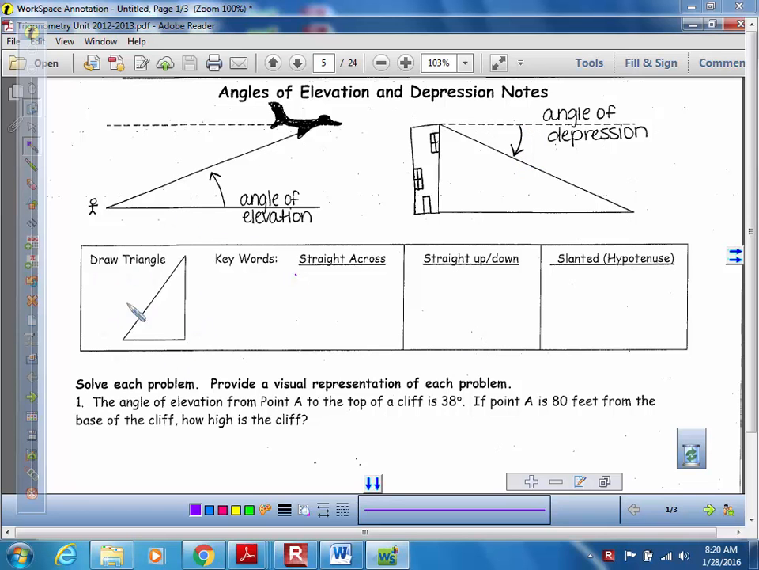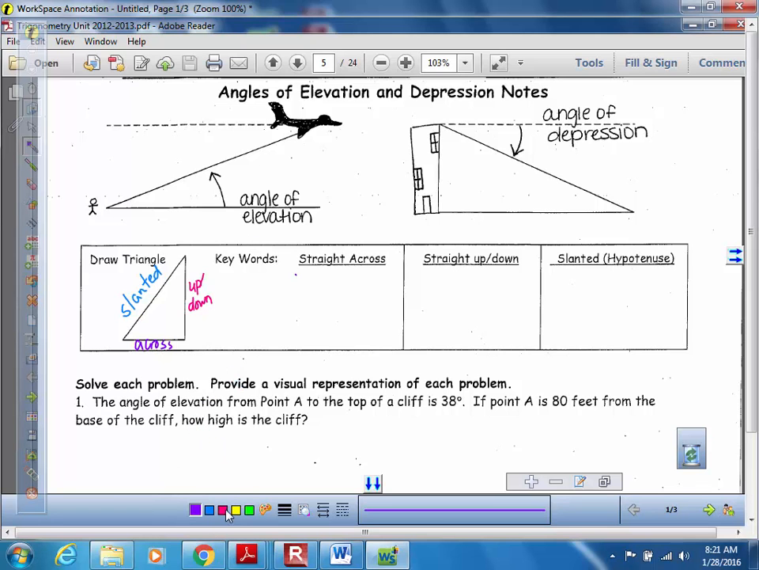I want to draw and label my triangle so that it will make it easy for you to set up these problems. So this is always going to be our slanted side, which is our hypotenuse. This is going to be our up, down side, and this is going to be our across. So you will see these words in each of these word problems.